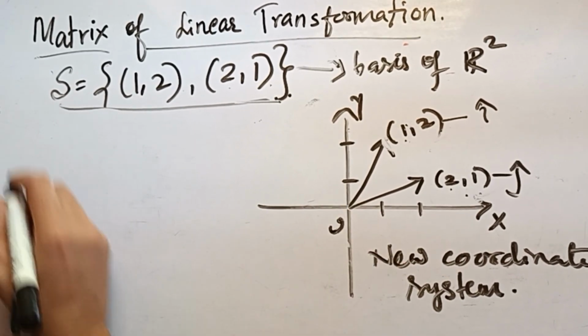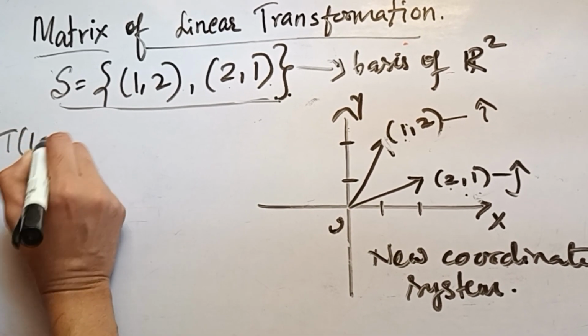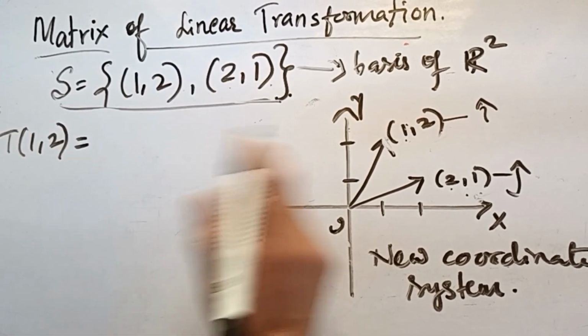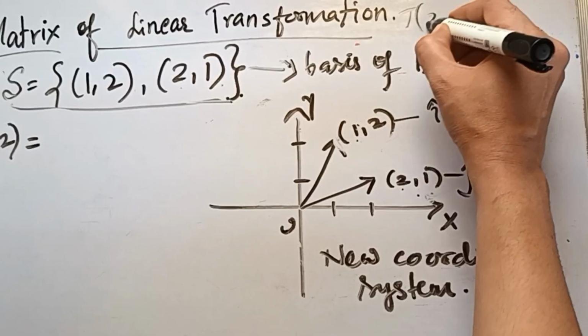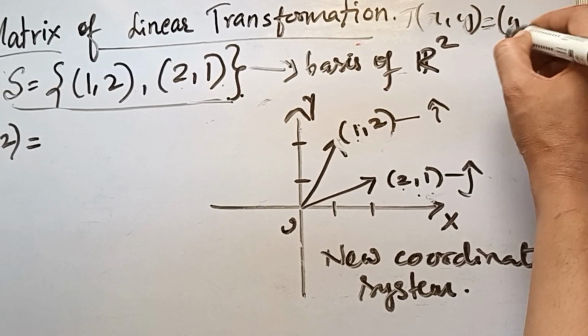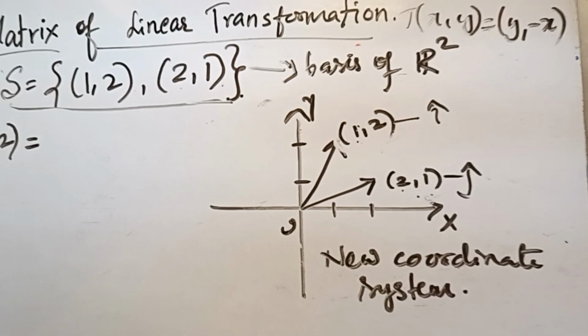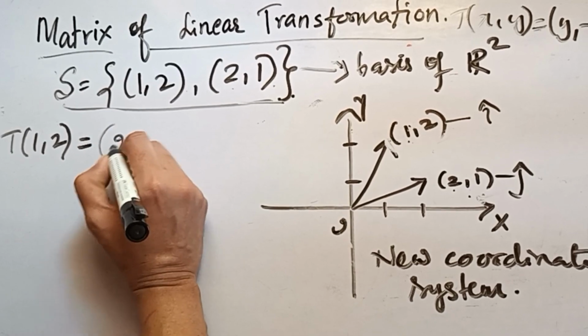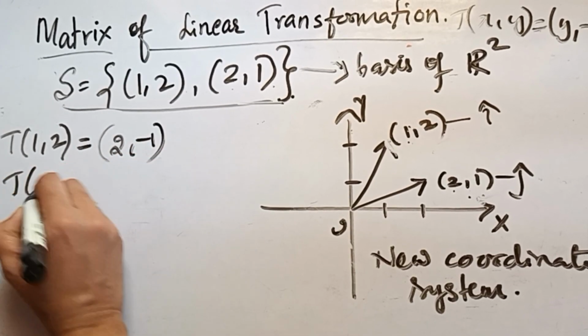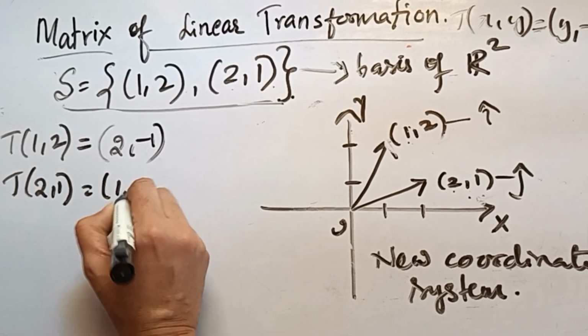To know that, first let us find out where (1, 2) will go after applying the transformation. What is my transformation? It is rotation by 90 degrees clockwise. It is represented like this: T(x, y) = (y, -x). Therefore, T(1, 2) will go to (2, -1), and T(2, 1) will go to (1, -2).